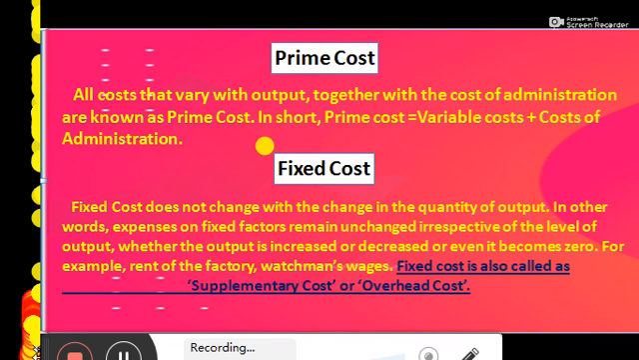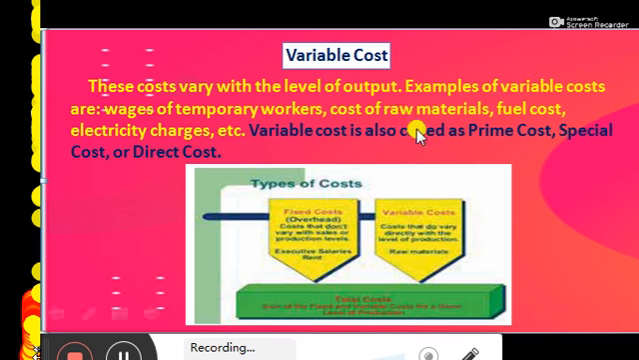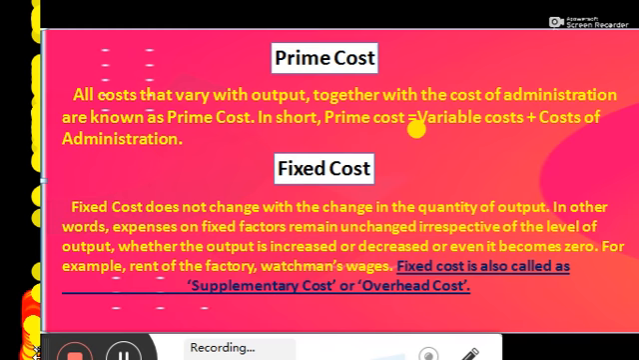Prime cost means all costs that vary with output, together with the cost of administration, are known as prime cost. In short, prime cost is equal to variable cost plus cost of administration. So the total expenditure incurred in a production unit, both administrative and purchase of raw material, A to Z expenditure, is called prime cost.